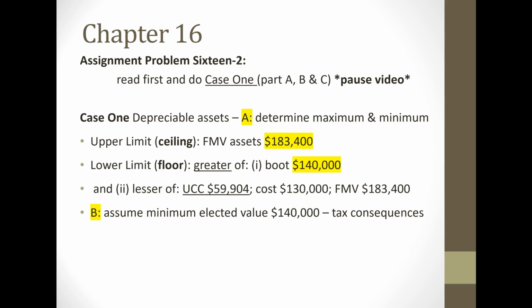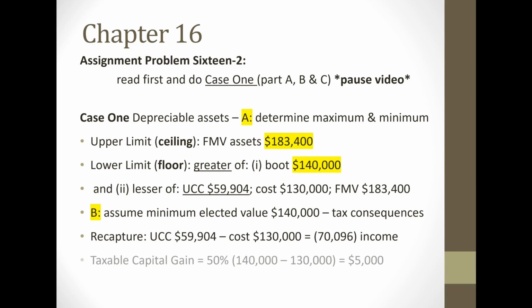Now, part B says that we're going to assume that the minimum elected value, which is $140,000, is selected. And so what are the tax consequences? Well, whenever there's a disposition of depreciable assets, we have to subtract the lower of cost or proceeds from the CCA class. And that's going to result in recapture of $70,096.